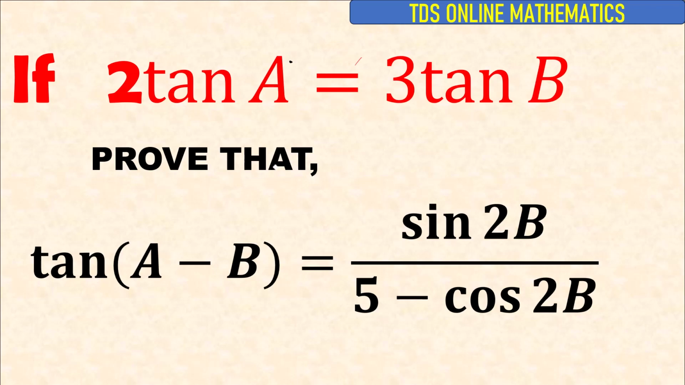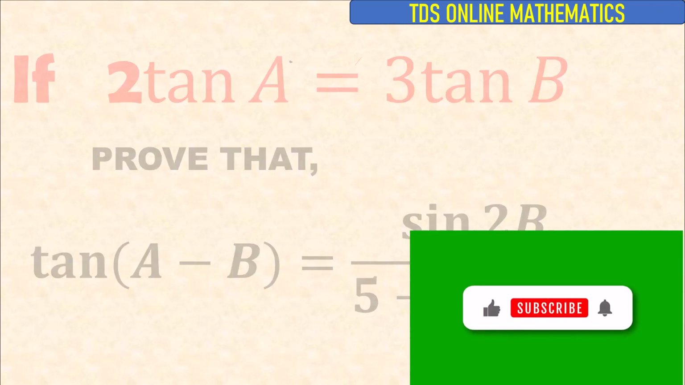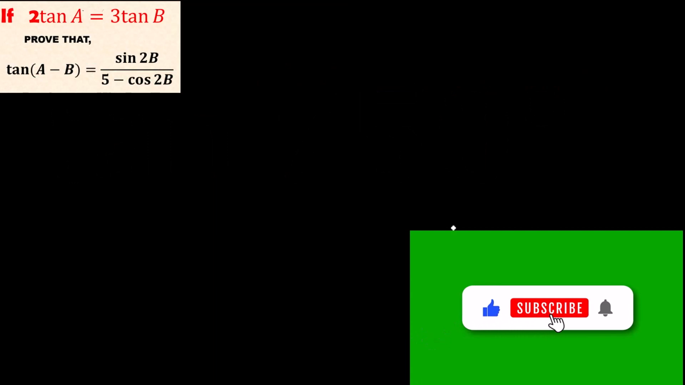Alright, so let's look at this proof. If 2 tan A is equal to 3 tan B, prove that tan(A − B), which is an identity, is the same as a fraction with the numerator sin 2B over 5 − cos 2B. Okay, so let's see what we can do here.